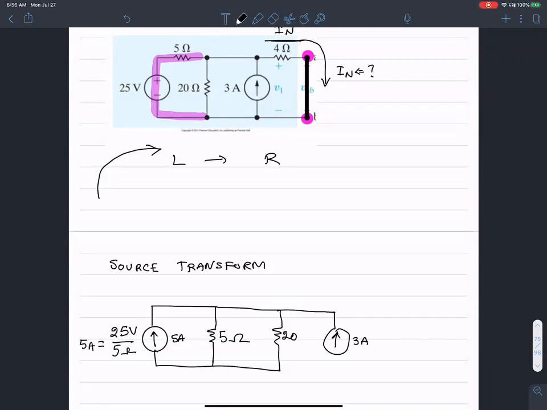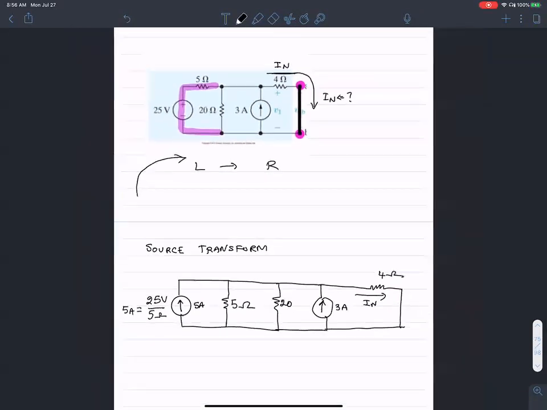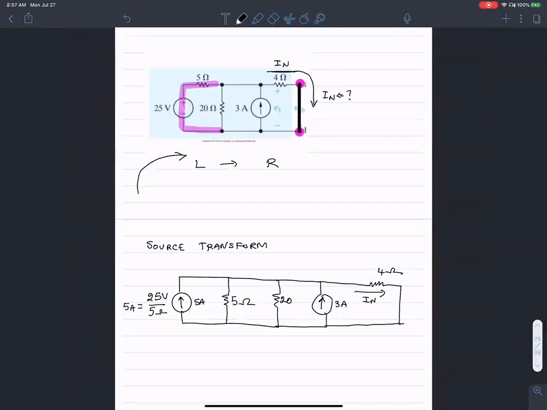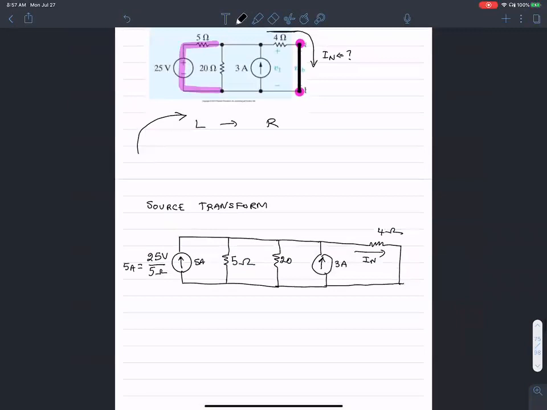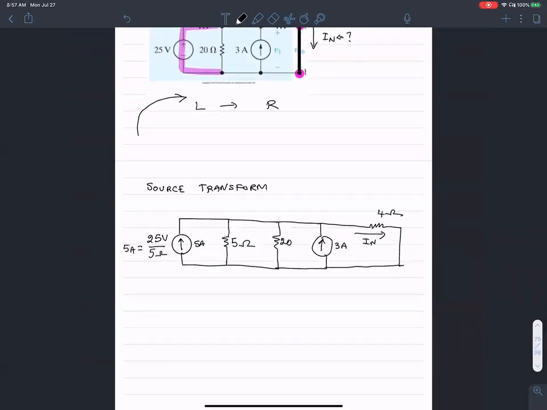There's a 3 amperes current flowing in there, and then there is a 4 ohm resistance and then a short over here. I'm interested in finding this current I naught. Now what I have is a really simple circuit.